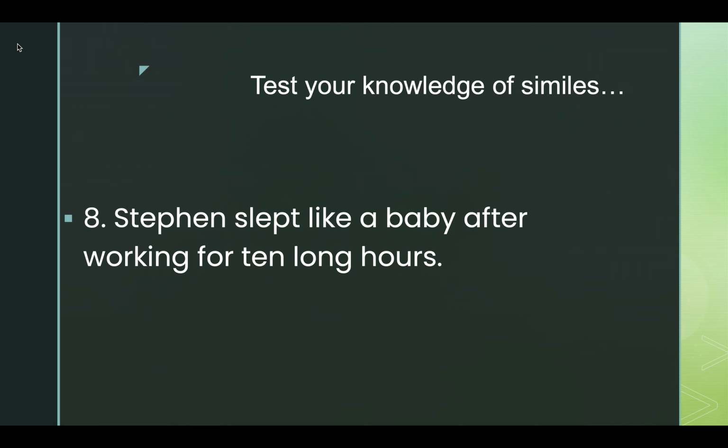Stephen slept like a baby after working for 10 long hours. Think about how a baby sleeps. A baby sleeps with no disturbance, pretty much. A baby sleeps deeply. A baby sleeps comfortably. And that is how Stephen was sleeping, especially after a 10-hour shift.